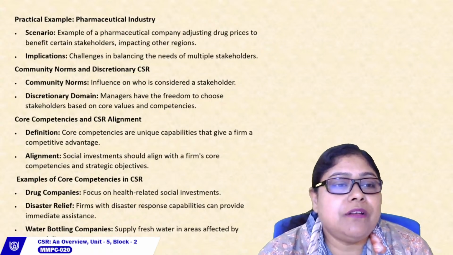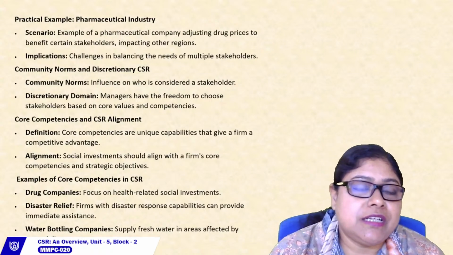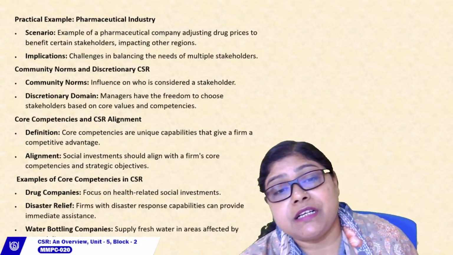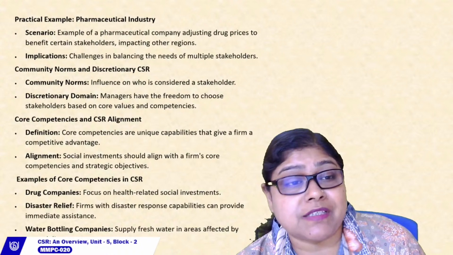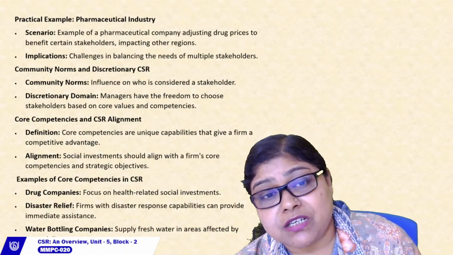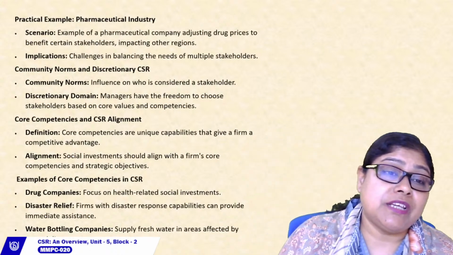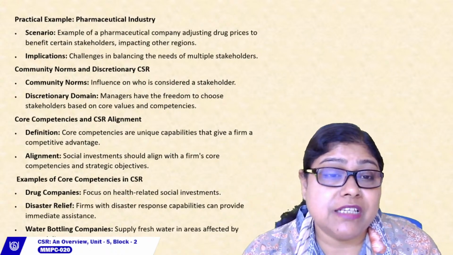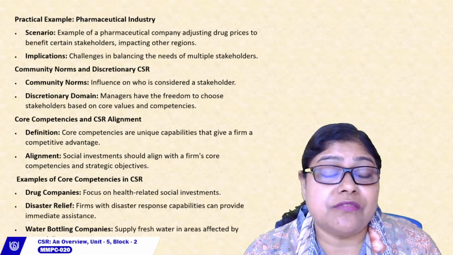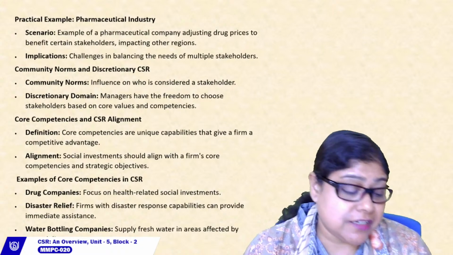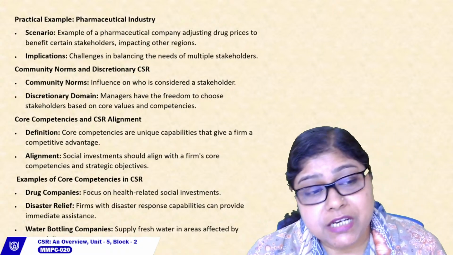Now, one example we can cite is from the pharmaceutical industry, where they adjust drug prices to benefit certain stakeholders, thus impacting other regions. The implication is that there is a challenge in balancing the needs of multiple stakeholders.